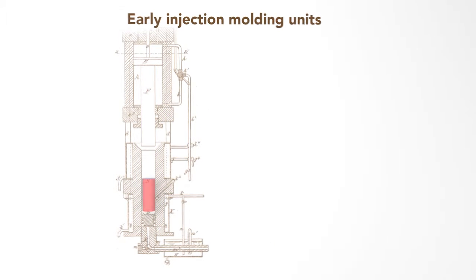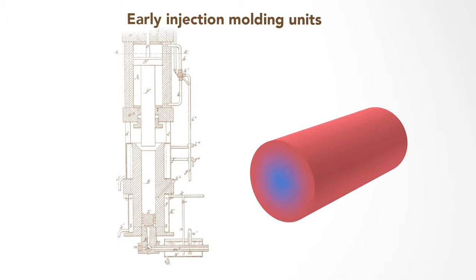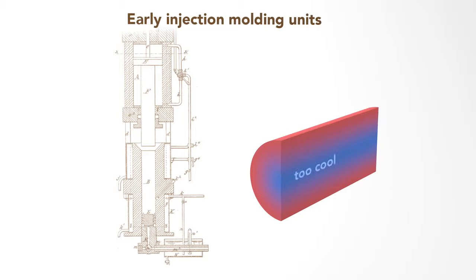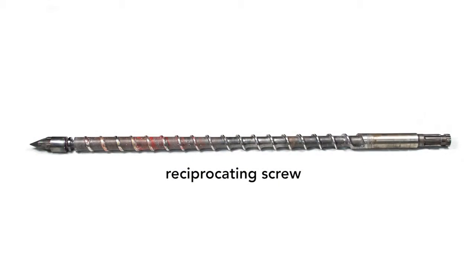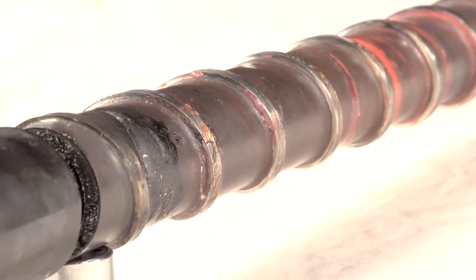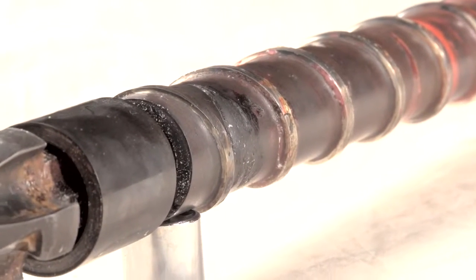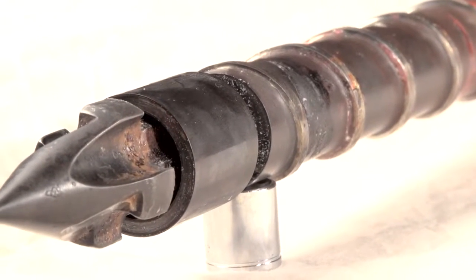But because plastic conducts heat poorly, the temperature was uneven in the barrel. Either the middle was too cool and not fully melted, or the outer regions were too hot and degraded the plastic. The solution was this: the reciprocating screw, often regarded as the most important contribution that revolutionized the plastics industry in the 20th century. In the earlier plunger-style machines, plastic filled completely the cylindrical barrel. But as I showed you, the plastic was not at a uniform temperature.